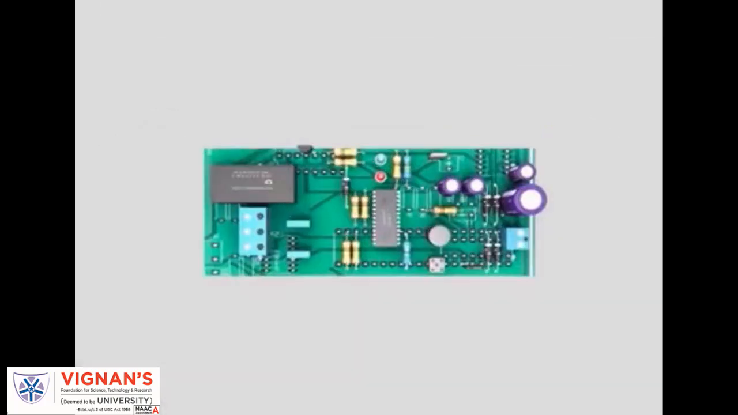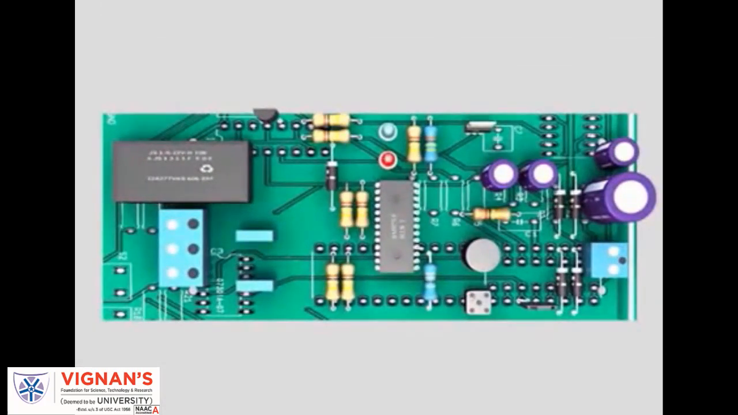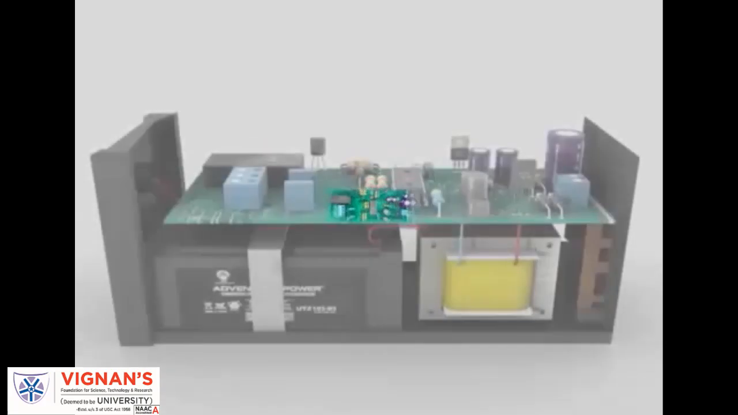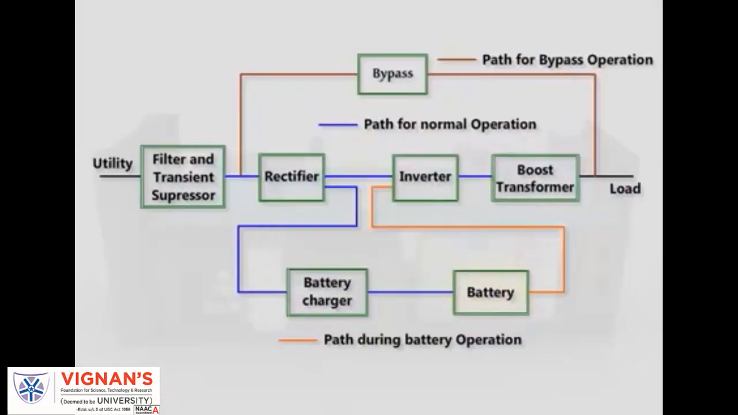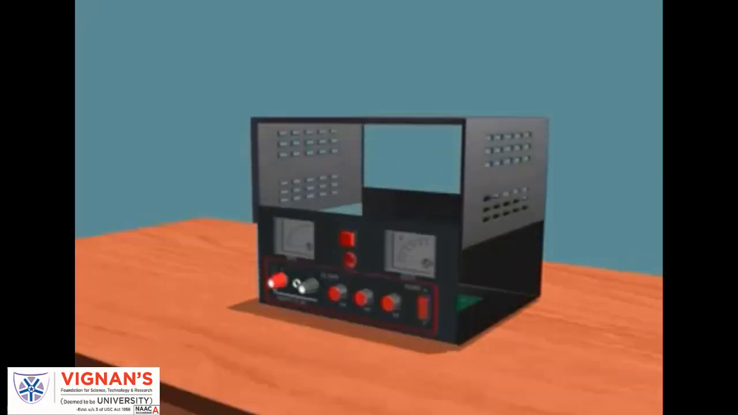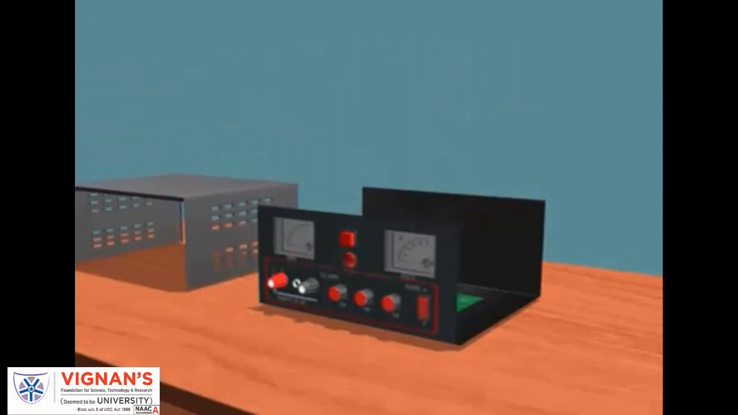If we go into details about the circuit diagram of a UPS, it consists of a rectifier. The highlighted part indicates the rectifier inside the UPS. If you see the block diagram of a UPS, the rectifier also plays an important role.